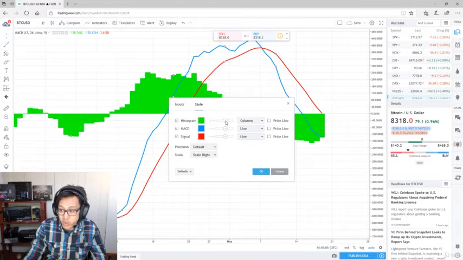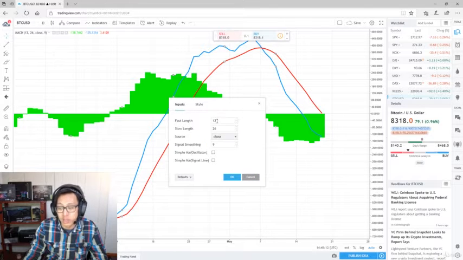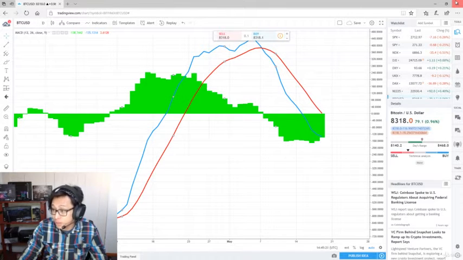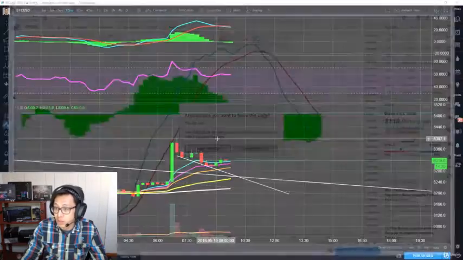Make sure your lines, you're adjusting it as well, right? You can adjust it very thin if you like. You can make it very thick if you'd like. You can change the colors as well. And the default one is the one that I have on as well, the default 12 and 26 right here. So that should give you guys a very good idea of how to set up the MACD and the histogram. So let's leave it there.